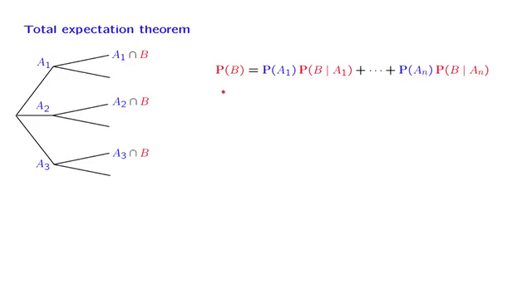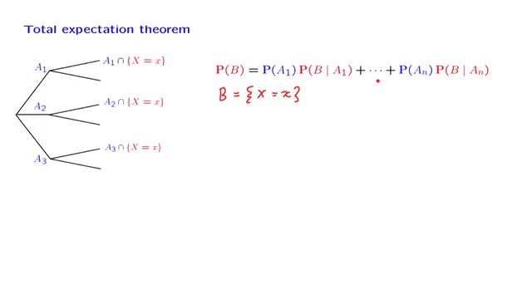Now let us bring random variables into the picture. Let us fix a particular value, little x, and let the event B be the event that our random variable takes on this particular value. Let us now translate the total probability theorem to this situation. First, the picture will look slightly different. Our event B has been replaced by the particular event that we are now considering.